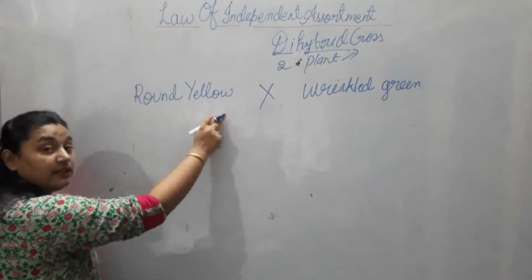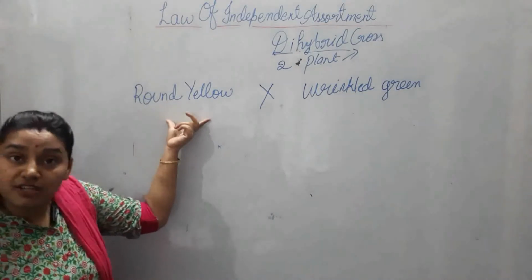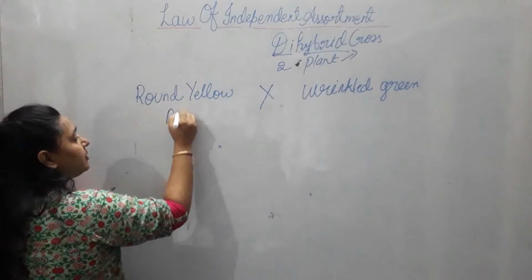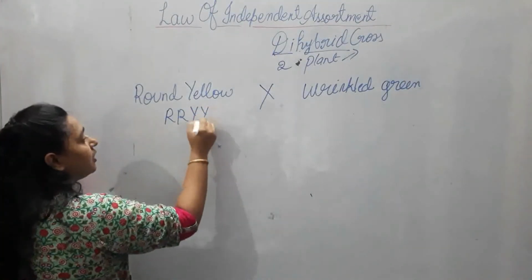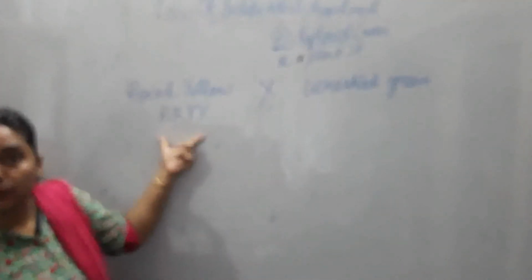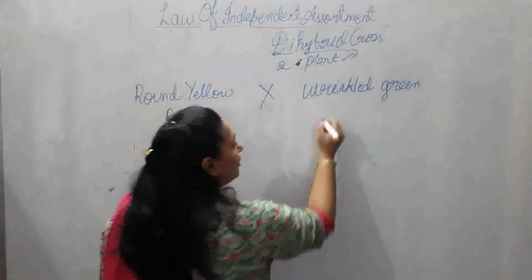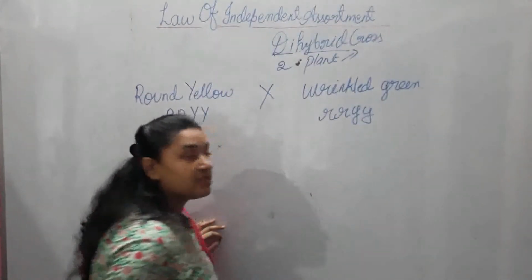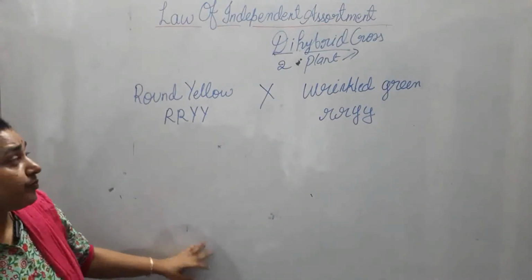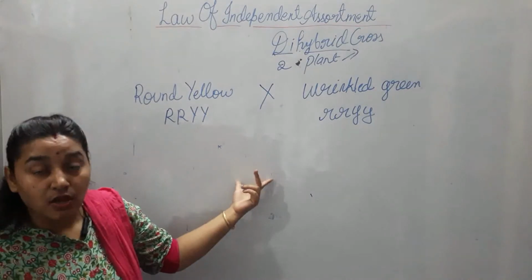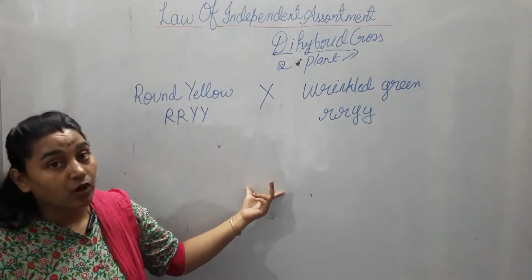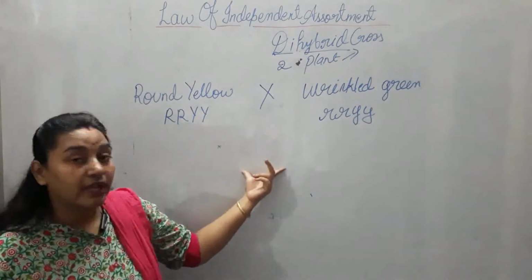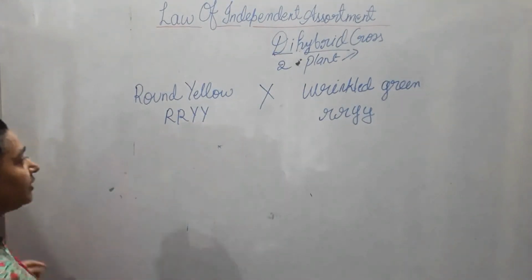Round and yellow are always dominating. They always show the dominating nature, so they are represented by capital RR and capital YY. In the same way, these two are always recessive, so they have this kind of alleles. Now when they get crossed, they go from diploid to haploid, so the gametes should be there. Now let us make the gametes.